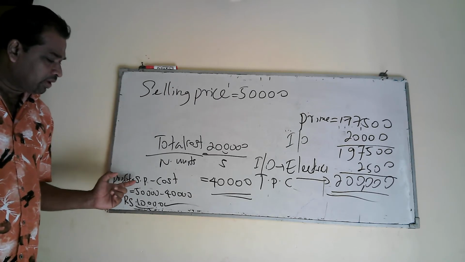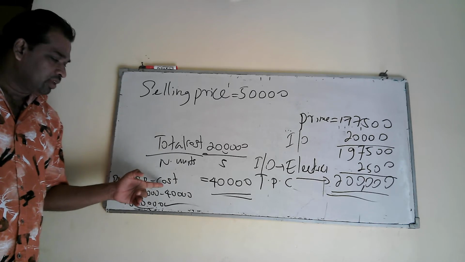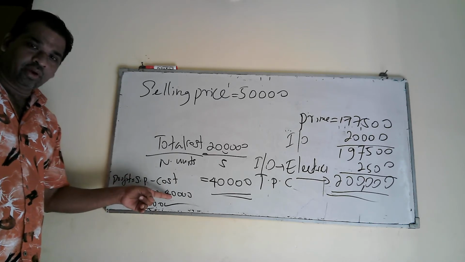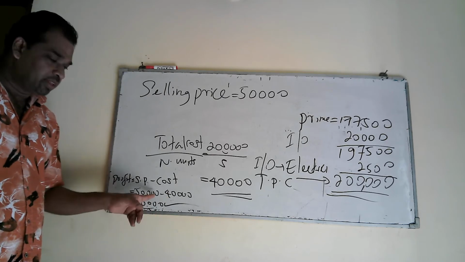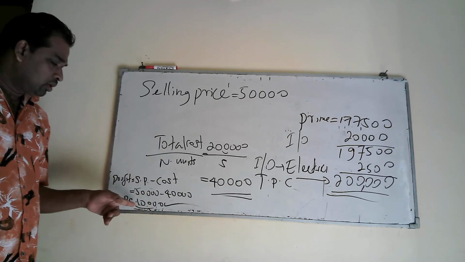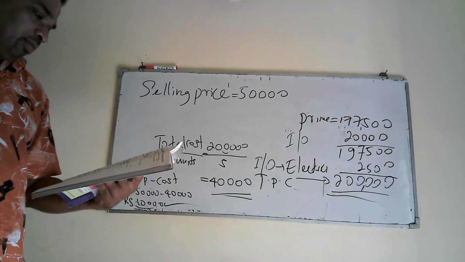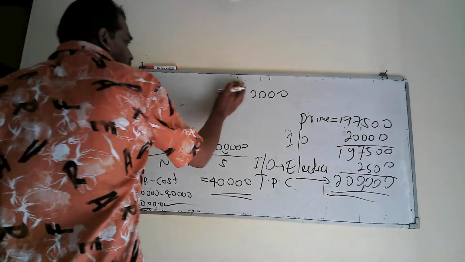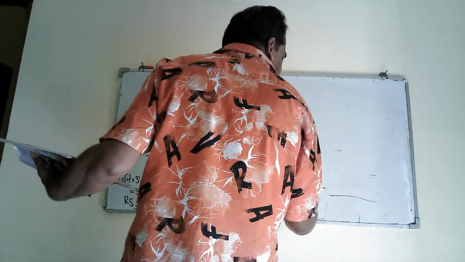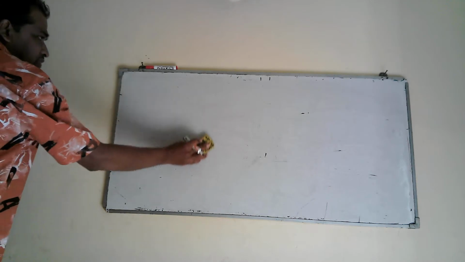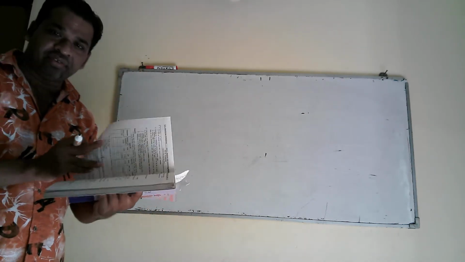Here profit equals selling price minus unit cost. Selling price 50,000, your unit cost 40,000, and we got the difference between these two. It will be equal to 10,000, right? You got the answer 10,000. That is the answer for part 2, profit. Actually, it is easy if you correctly understood the theory. Then you can easily prepare the answer. Right. We come to the next question.